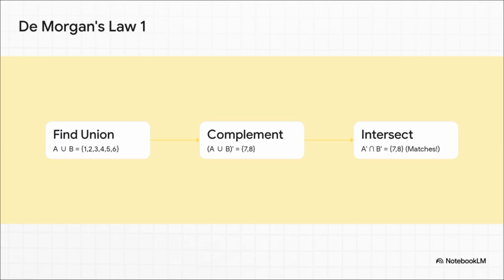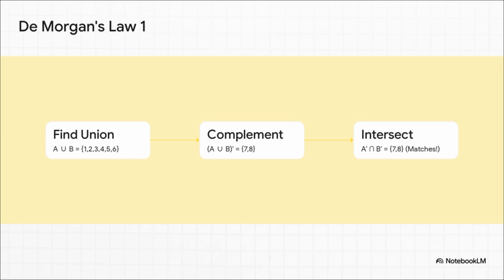I know, it sounds like a massive mouthful, but let's break it down using a universal set of 1 through 8. If set A is 1, 2, 3, 4, and set B is 3, 4, 5, 6, their union is 1 through 6. The complement, meaning everything outside that union, is just 7 and 8. Now, if we look at the right side of the equation, the complement of A is 5, 6, 7, 8, and the complement of B is 1, 2, 7, 8. What is the intersection of those two?